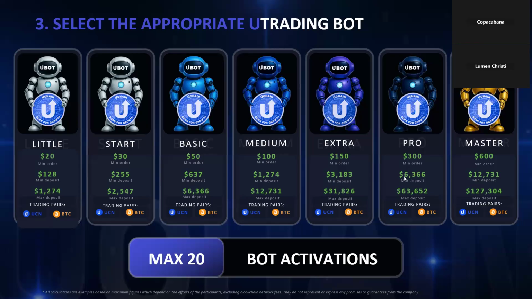If you deposit instead 6,366 here, then for choosing this particular robot, it means each time it goes to the market to buy, it will buy for a minimum of what? $300. And remember, if two persons go to the market at a certain entry point, maybe the person with this bot, his own bot goes to the market, buys the UCN coin for $20, and the person with this bot, his own bot goes to the market, buys the same UCN coin for $150.